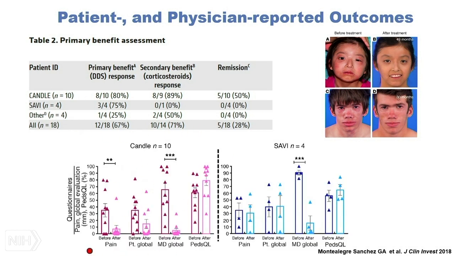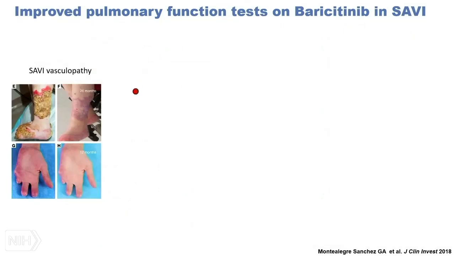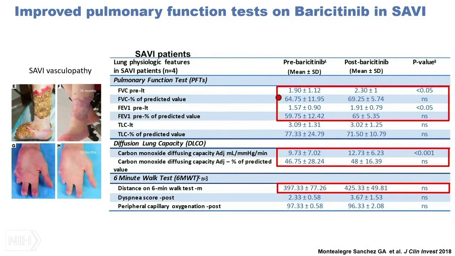This is shown in different patient-measured outcomes that I won't go into. This is a picture in SAVI where you see improvement of the clinical findings. And what has been very encouraging is improvement in lung function: the diffusion capacity improved, and the 6-minute walk tests improved. Pulmonary function tests in young kids are difficult to get until they reach a certain age, so it's harder to get good PFT data, although we are seeing improvement.